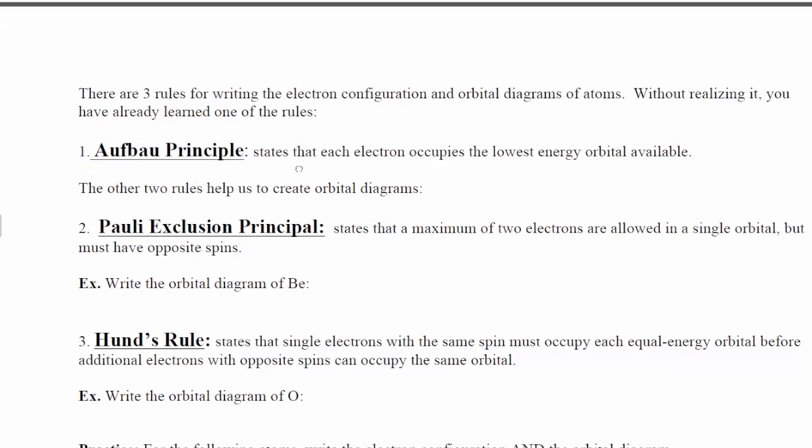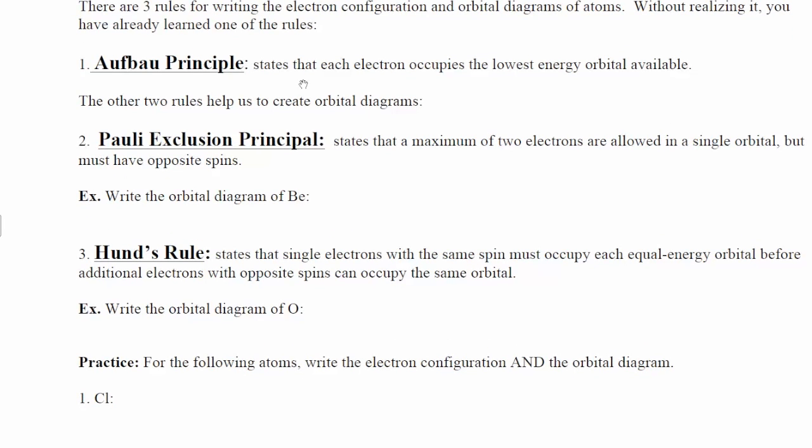All right, so what I'm going to do is go through these next 3 rules, and it's actually going to help us go over electron configuration and then introduce a new concept, which is the orbital diagram. So the first principle you've actually been using without realizing it, or maybe you have realized it, is the Aufbau Principle, which states that each electron occupies the lowest energy orbital available. Now, you've been doing this without even realizing it.